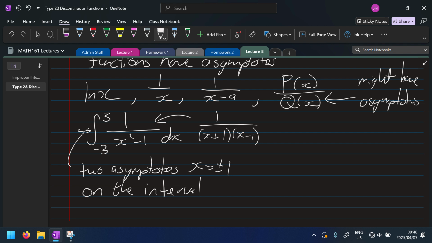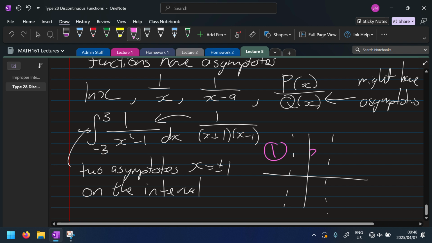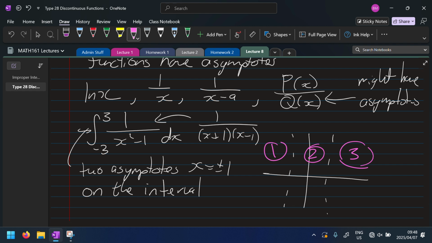Okay, in this case, there's two asymptotes. So you would have one integral for the first asymptote, one for in between the asymptotes, and one after the second asymptote. So something like this. So you would have one for this side, one for this side, one for that side, for each part of that domain. Okay. Any questions on the homework?